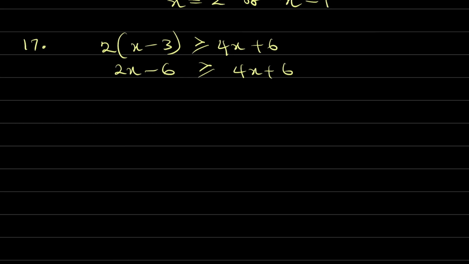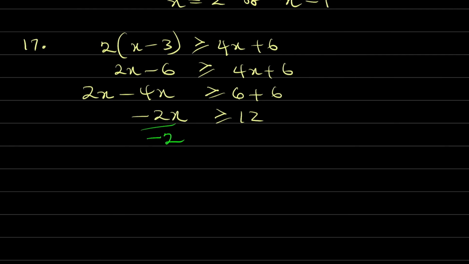Collect all like terms to the left hand side, all unknown. So you have 2x minus 4x is greater than or equal to 6 plus 6, which is 12. And this is minus 2x. Remember what we did earlier, simply divide through by minus 2. And when you do that, remember to change the sign to less than. So this takes care of this, and x is less than minus 6.